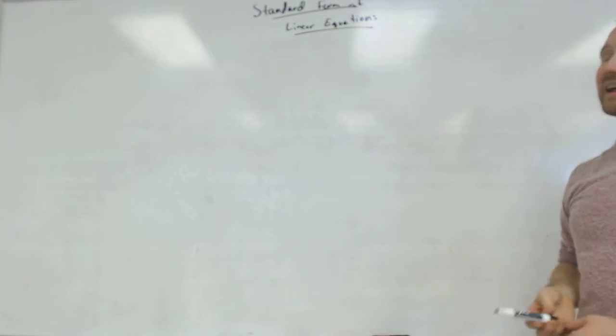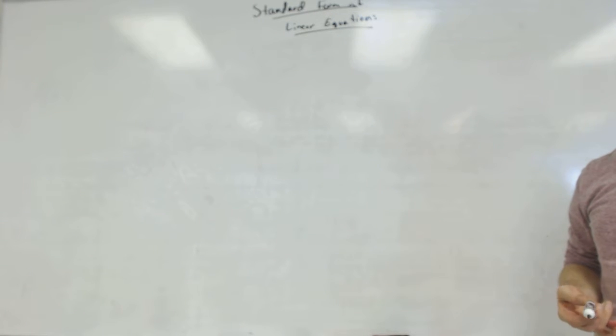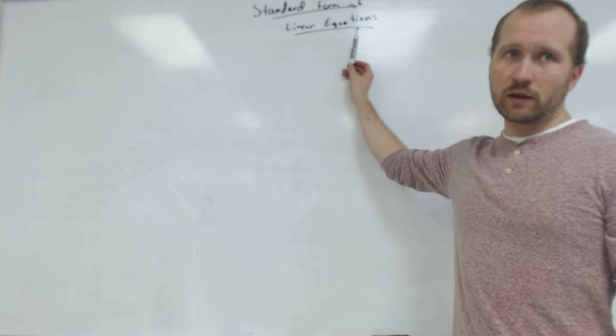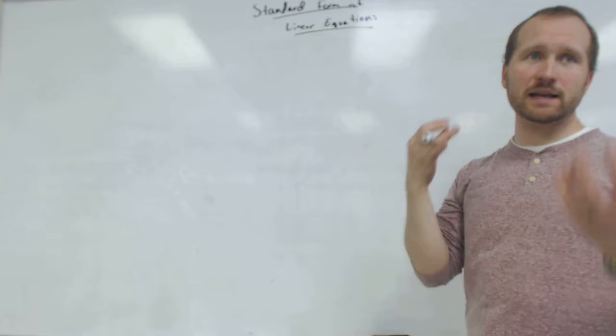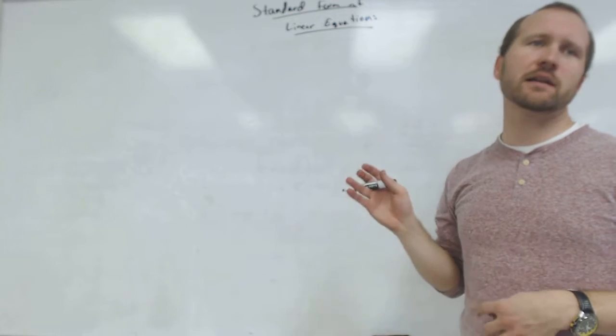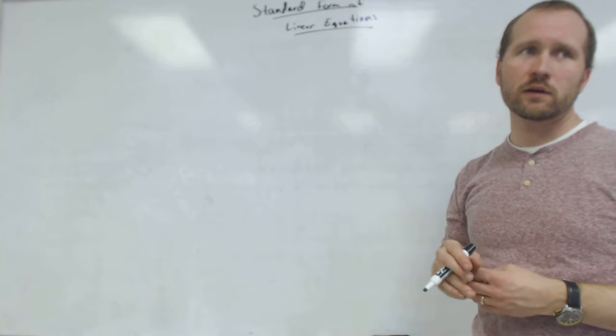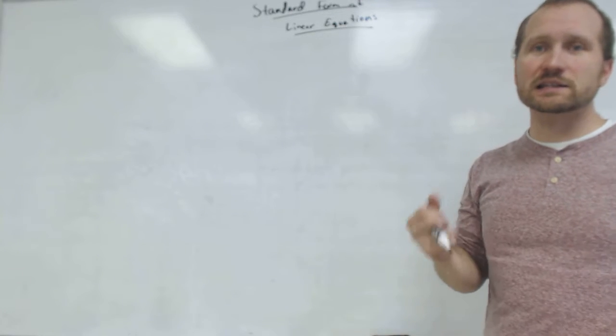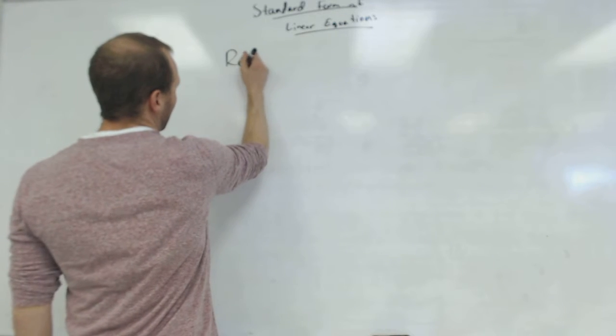Today we're going to talk about the standard form of linear equations. So remember that a linear equation is an equation that relates x and y and not x squared or x to the third or x to the fourth. So we've just got x and y. So far we've looked at slope-intercept form. So this is a review.